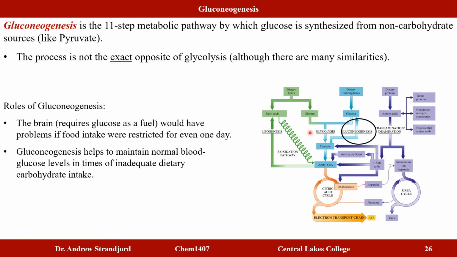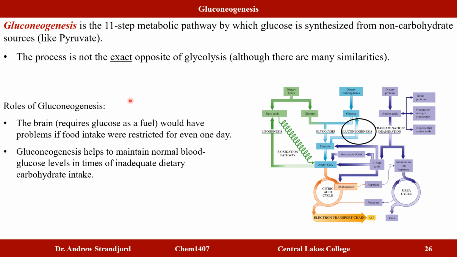The opposite pathway to glycolysis is called gluconeogenesis, where I take molecules like pyruvate and make them back into glucose. The process is not exactly the opposite of glycolysis, but there are many similarities, and we'll talk about a few of those in the next slide.